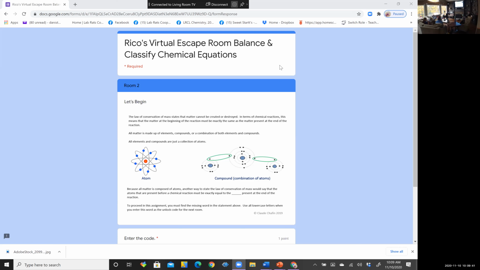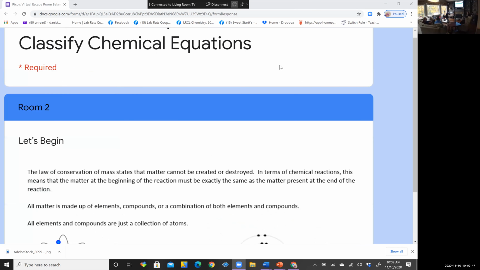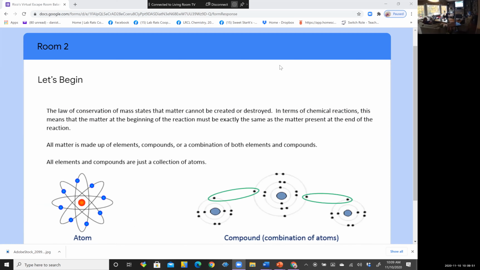All right, so here is our virtual escape room. And what we have to do here is we're going to do a step at a time. And you guys are going to help each other out. We're going to find our way through. All right. So you're probably going to want some paper and a pencil because you're going to need to write some things down. Some little scratch code things.